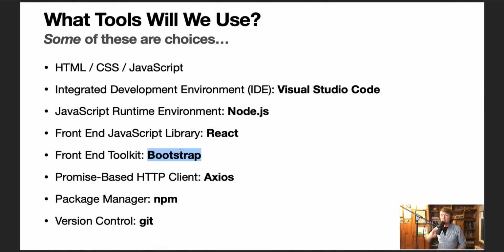We're going to use a promise-based HTTP client called Axios to make our API calls. This is not necessary, but as I'll show you in the 4th video here, I just want you to see how to use this tool called NPM, which you'll learn more about in video number 4, and we'll use Git and GitHub for version control.